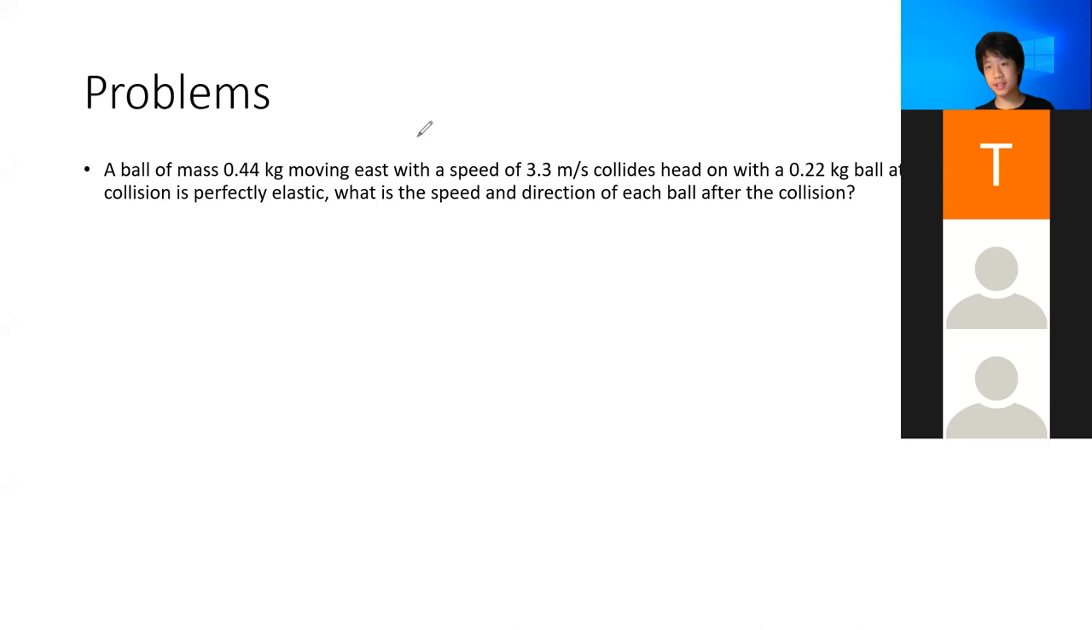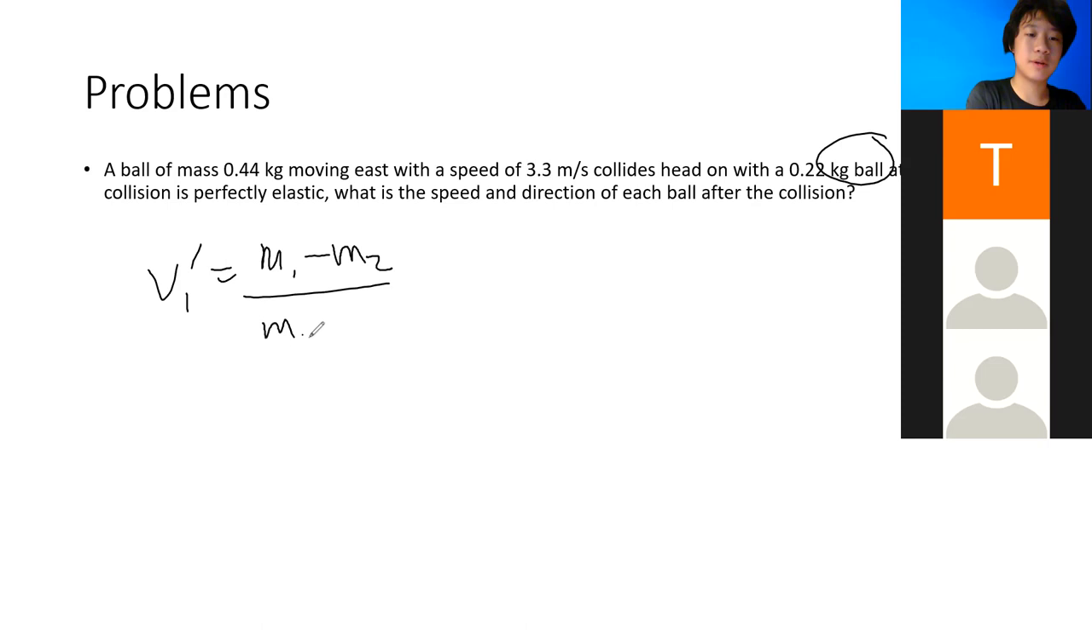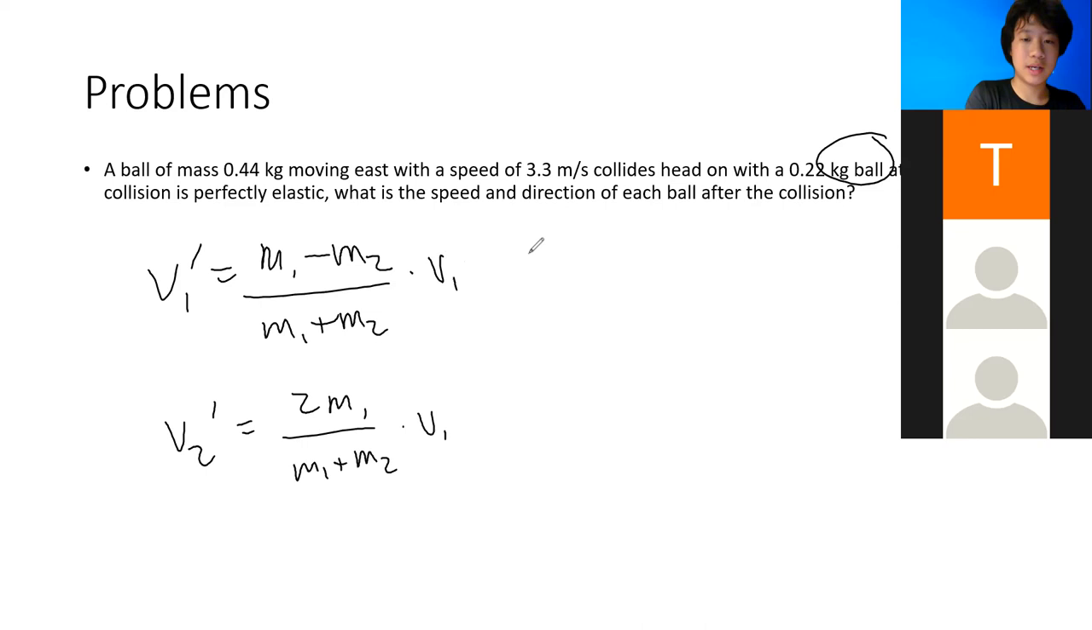Well, the other ball is at rest, so we can use these two handy-dandy formulas we have. V1 prime equals m1 minus m2 over m1 plus m2 multiplied by V1, and then V2 prime equals 2 m1 over m1 plus m2 times V1. And in the end, we're going to have 1.1 meters a second and 4.4 meters a second.